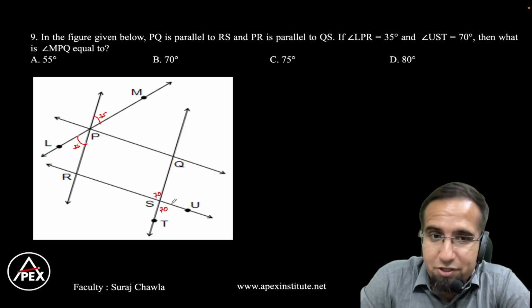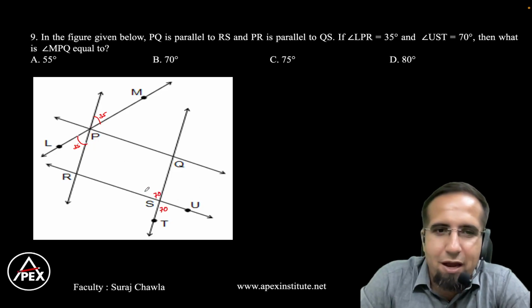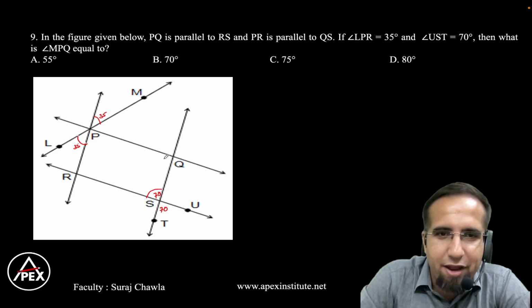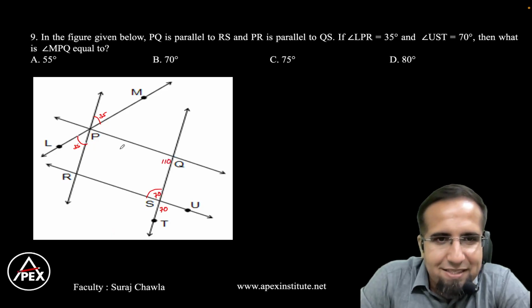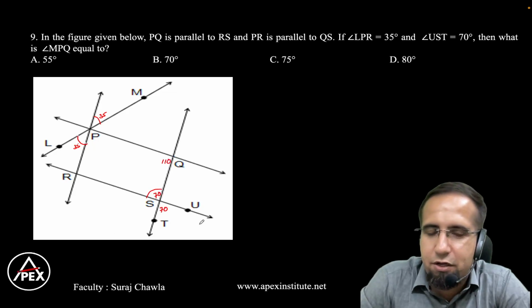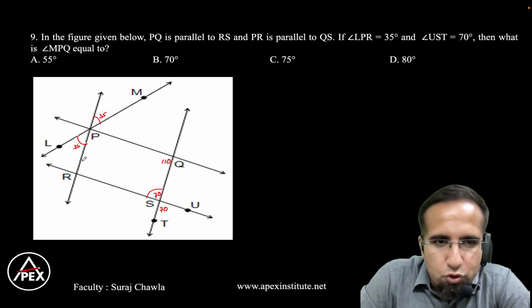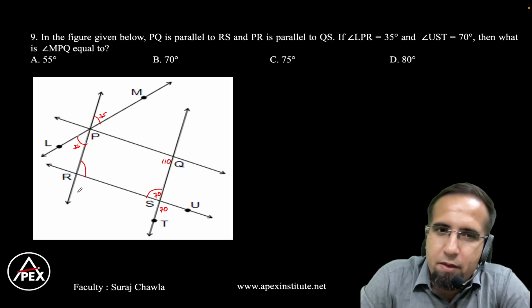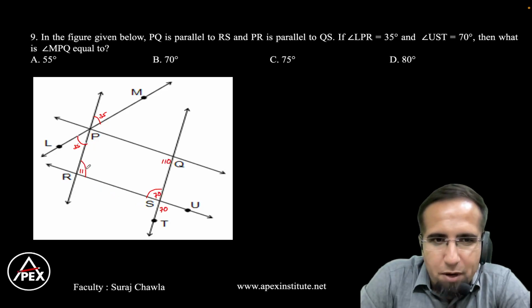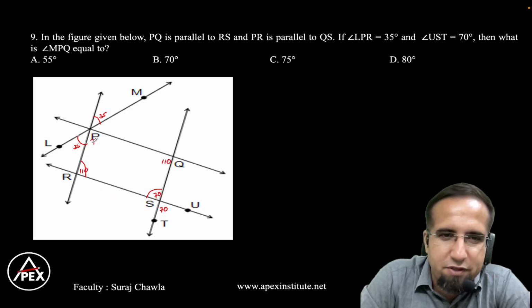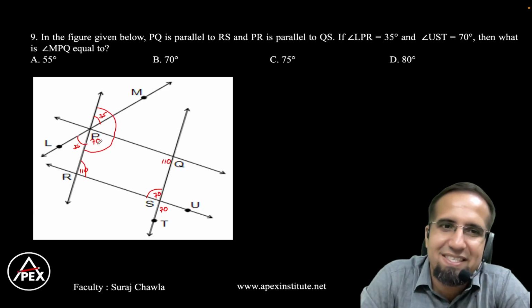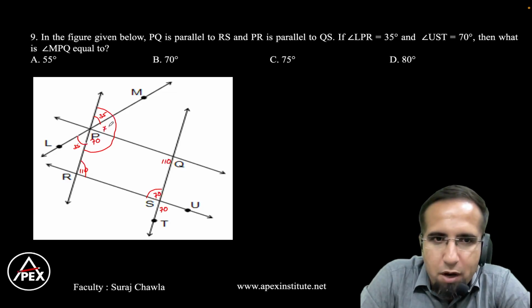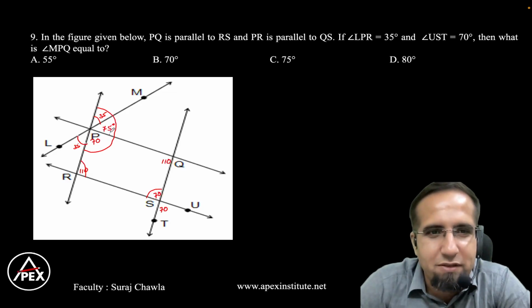Now since PQ and RS are parallel, these two become my interior angles. So interior angles are always supplementary. So this part becomes 110. Similarly, since SQ and PR are parallel, RU works as a transversal. So these two angles are also supplementary. So this part becomes 110, and if this part becomes 110, this part becomes 70. Now we can see that this whole part is an angle in a straight line. So if this is 35 and this is 70, that is 105. So this part becomes 75 degrees, and that is what we are asked.